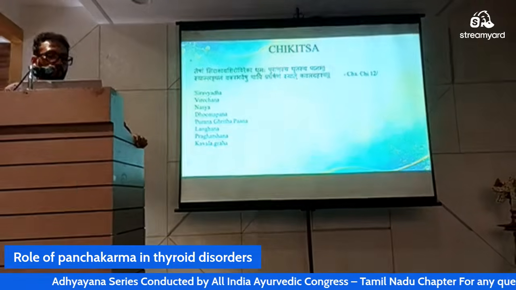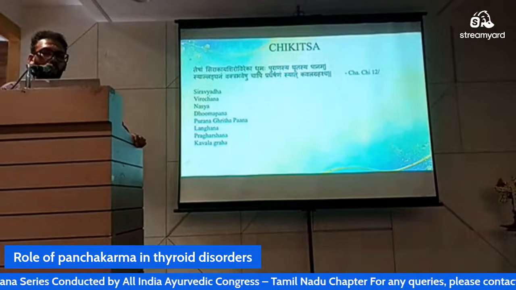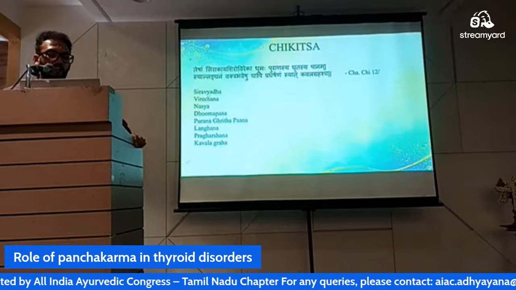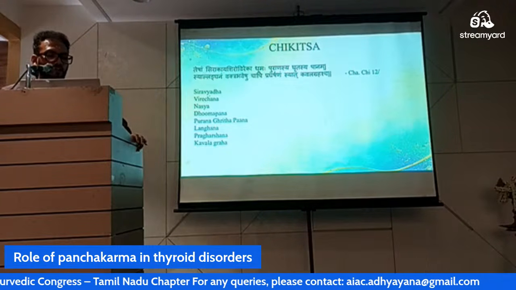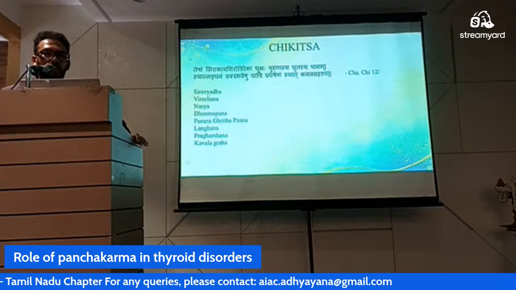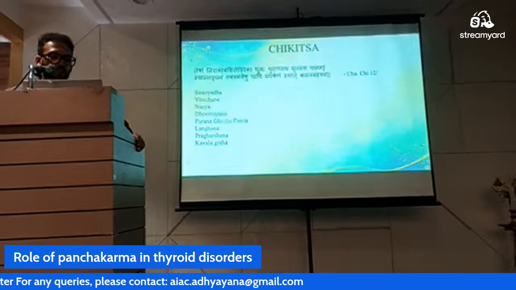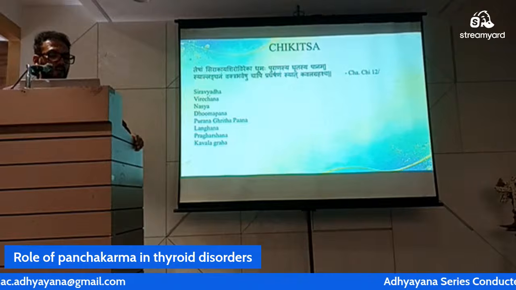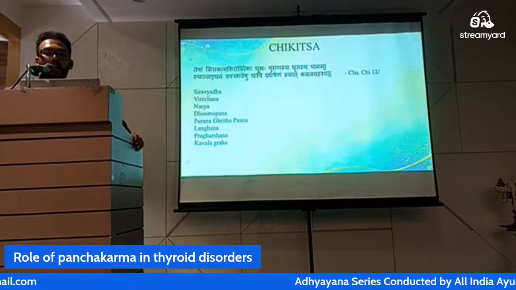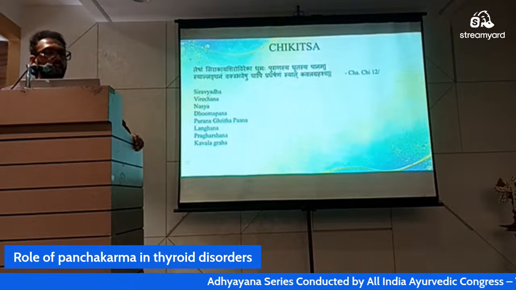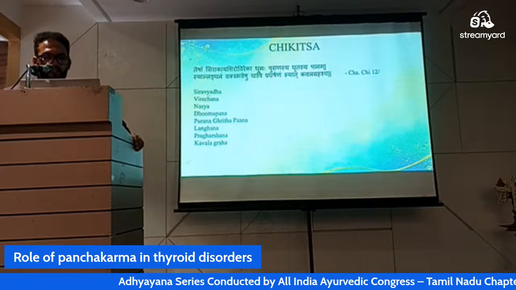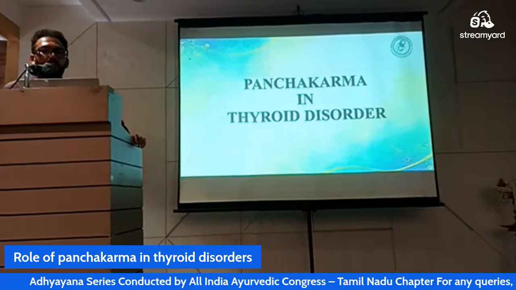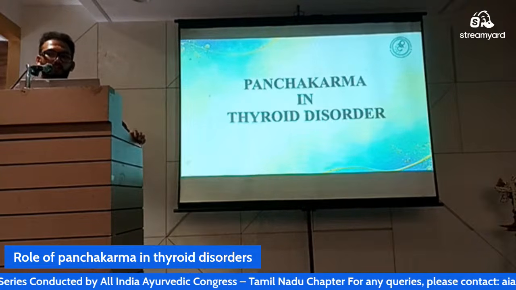So these are some of the chikitsas which the Acharyas have told for Galaganda and Gandamala: Siraveda, Kaya Vireka, Shiro Vireka, which indicate three of the Shodhana therapies. And they have told some of the Shamana therapies like Dhumapana, Purana, Gratapana, Langana, Prakarshana, Kavalagraha. Langana indicates the Dashavida Langanas. So this is what the Acharyas have told.